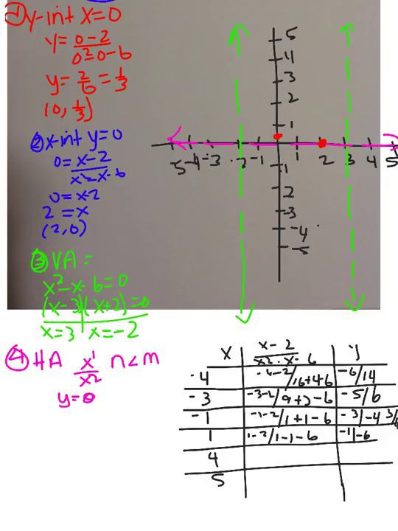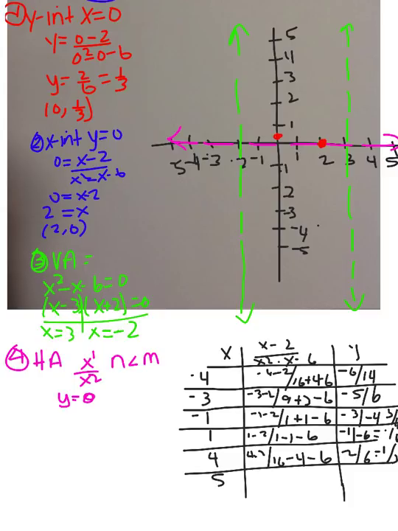Okay, so 2, sorry, not 2, 4. I already have 2. So I have 4 is 4 minus 2 over 16 minus 4 minus 6. So that's 2 over 6. So 16 minus 4 is 12, minus 6 is 6. That's 1/3.